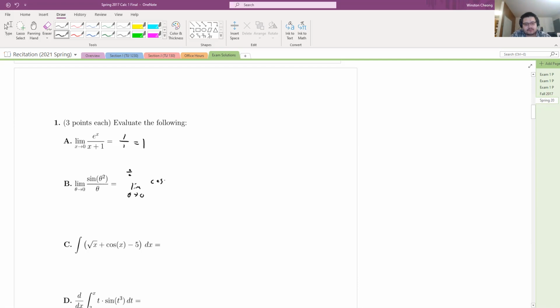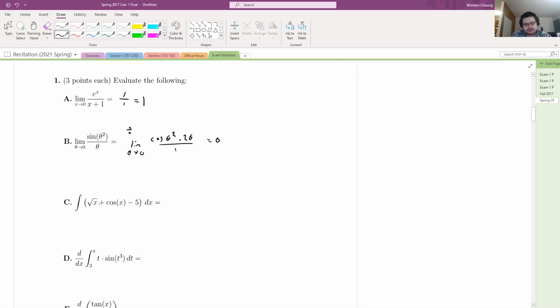So this is going to give me cosine of theta squared times 2 theta over 1. And then I can plug in. I'm going to get 1 times 0, so I get 0. Okay. Good.